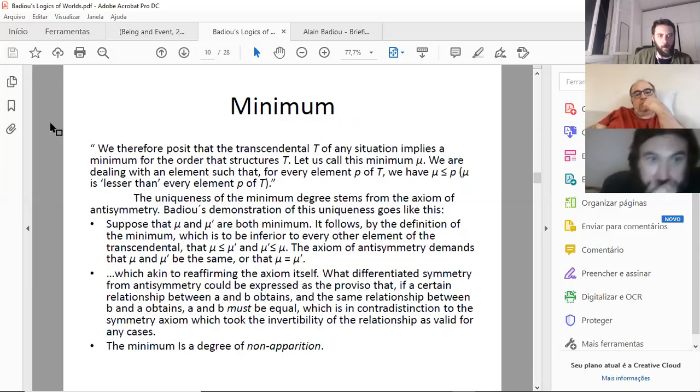Minimum. So he defines the minimum. We therefore posit that the transcendental T of any situation implies a minimum for the order that structures T. Let us call this minimum mu. We are dealing with an element such that for every element P of T, we have mu lesser than or equal to P. Mu is lesser than every element P of T, like it's a minimum. The uniqueness of the minimum degree stems from the axiom of antisymmetry. Badiou's demonstration of this uniqueness goes like this.